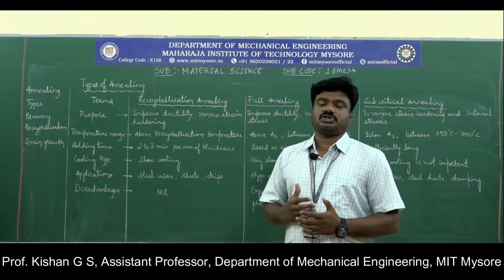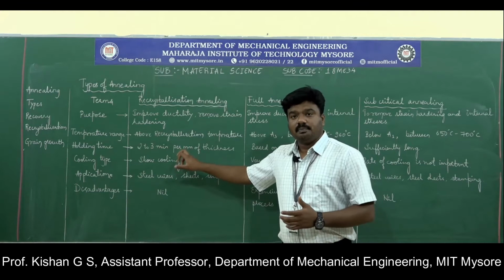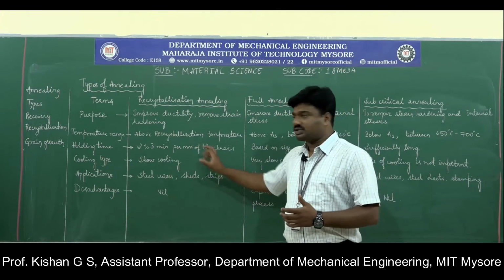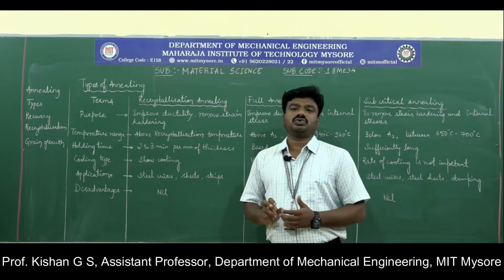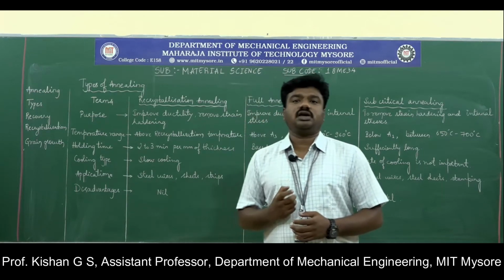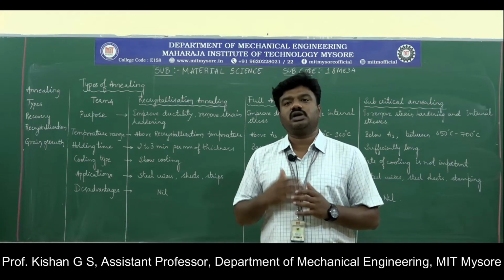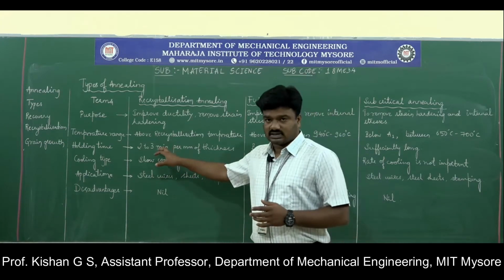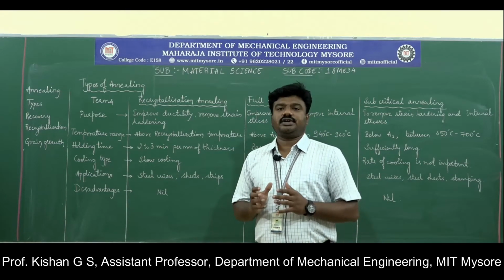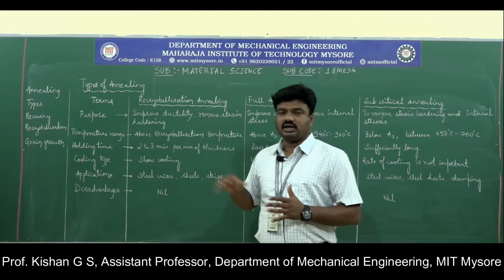So you have to heat the specimen above the upper critical temperature and hold the specimen based on the thickness. Per millimeter of thickness, you keep the holding time as 2 to 3 minutes. That means for a 1 millimeter thickness specimen, you keep the holding time as 2 to 3 minutes. Depending on the thickness of the specimen, we keep the holding time accordingly, and the cooling is a slow cooling process that leads to improved ductility and removal of strain hardening in the material.